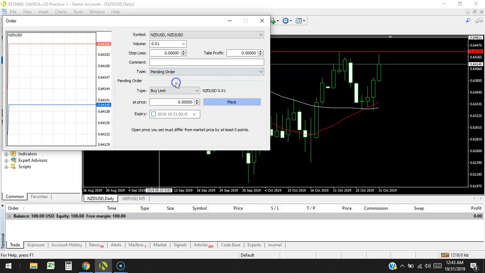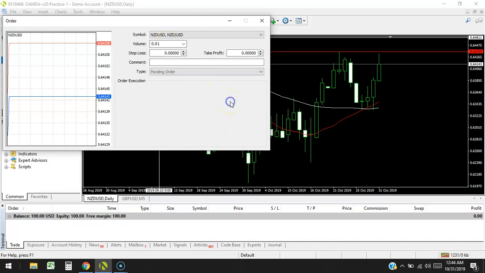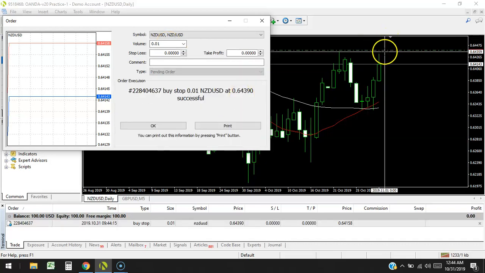We go to pending order, and we're going to do a buy stop at 0.6439. A buy stop basically means that if it reaches that point, it'll automatically open up a buy. And we'll do just 0.01, which is the lowest you can do. Remember, we're just testing this out right now. So we're going to place that. And if you notice, it placed it right above it right here.